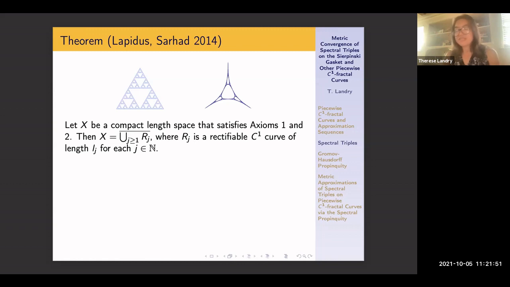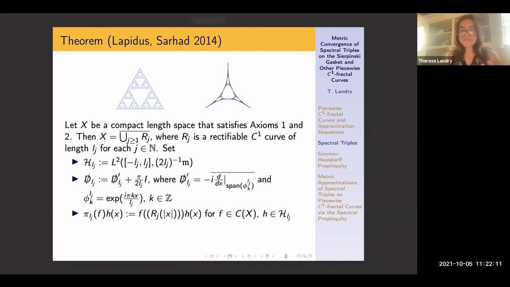The spectral triples in our work are due to Lapidus and Sarhad, and their construction gives us a spectral triple for any piecewise C1 fractal curve. Again, remember that for a piecewise C1 fractal curve, we have a decomposition of the fractal curve into parametrized curves. Part of the construction is that this spectral triple is a direct sum of spectral triples of the following form. We have a spectral triple for each parametrized curve, and it's composed in the following way.